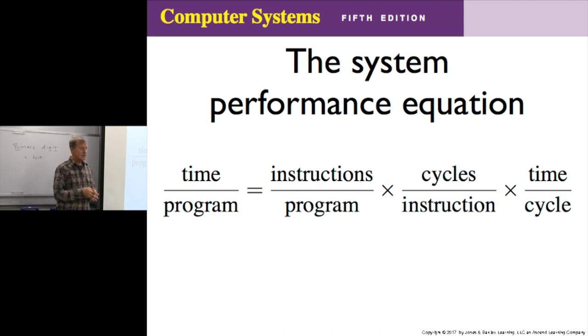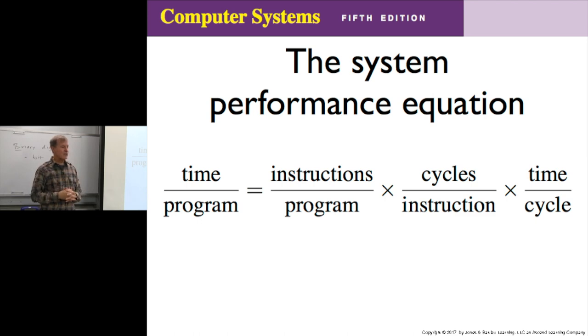The question is, how long does it take to execute a given program? And the time to execute a given program is based on this system performance equation. The time per program is how many instructions execute in the program, are you with me, times how many cycles it takes to execute each instruction, times how much time it takes to execute each cycle.